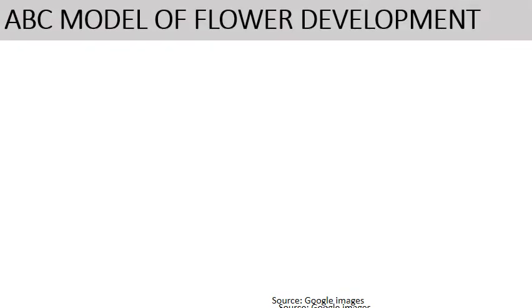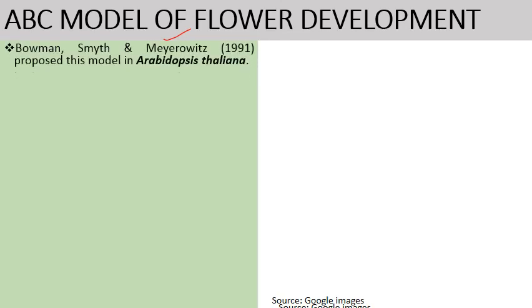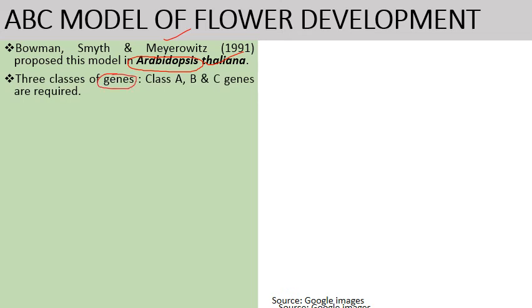Next comes the ABC model of flower development. These are some genes which are responsible for the formation of floral parts. Bowman, Smith and Meyerowitz in 1991 proposed this model in the case of Arabidopsis thaliana. It is a model plant which is used for genetic studies. There are three classes of genes which are responsible for the formation of floral parts. These are class A gene, B gene, C gene, which are required for the development of floral parts.